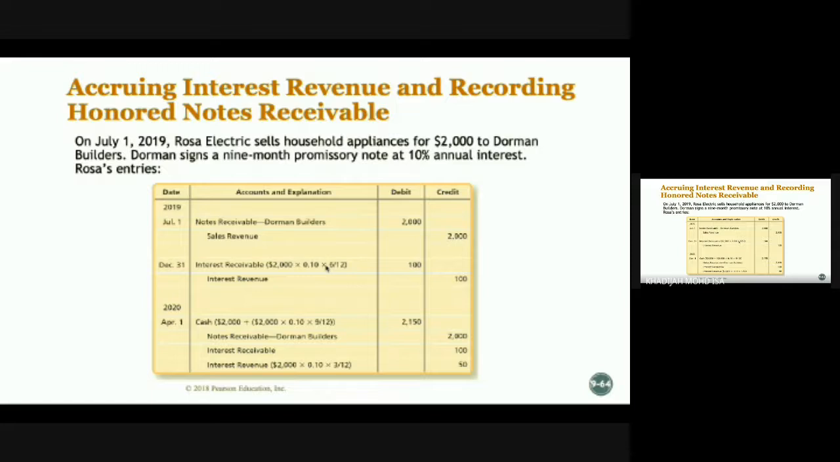When it comes to the payment, on April 1st, when you receive everything, you receive cash, which is the principal plus the interest. So you receive 2,150, but you close your notes receivable account. That's where you credit. You also close your interest receivable 100, but interest revenue is credited. That is your revenue for the 3 months period which has not been recorded.